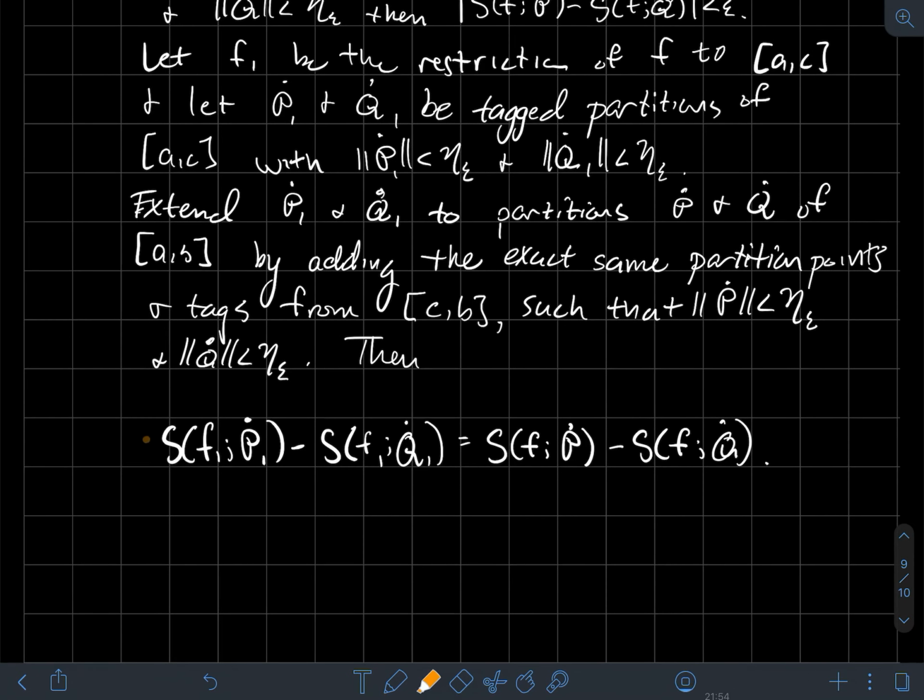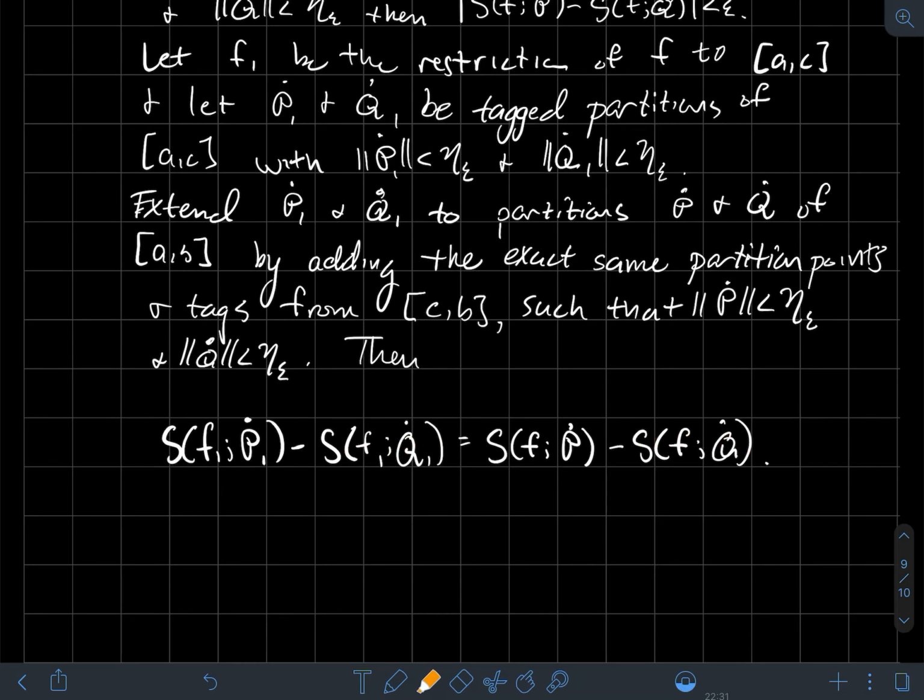Then let's look at the difference in the Riemann sum of F1 over P dot 1 minus F1 over Q dot 1. That should be the exact same thing as the Riemann sum of F over all of AB minus the Riemann sum of F over this partition of AB here. And so what I hope that you notice is that, maybe I should write it this way, as long as I'm on AC, then that part of the sum is exactly this. And similarly, as long as I'm on C to B, then this part of the sum is exactly that.